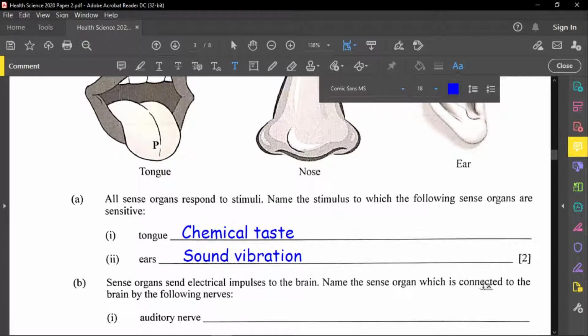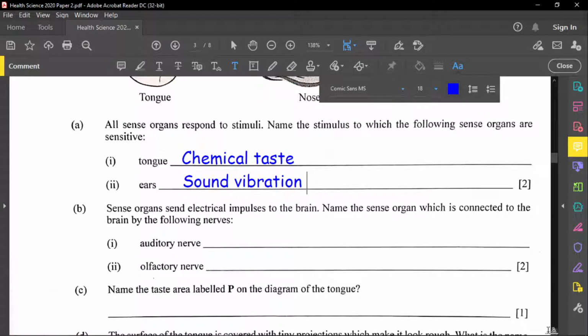And part B is, sense organs send electrical impulses to the brain. Name the sense organ which is connected to the brain by the following nerves. And once you see auditory, you know auditory is definitely the ear. And olfactory will be the nose.